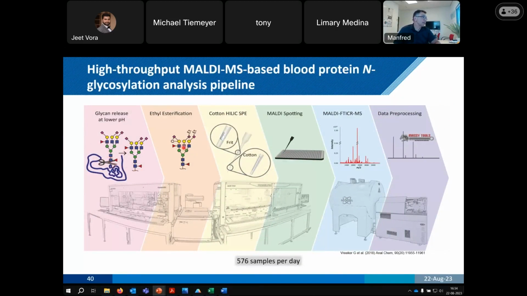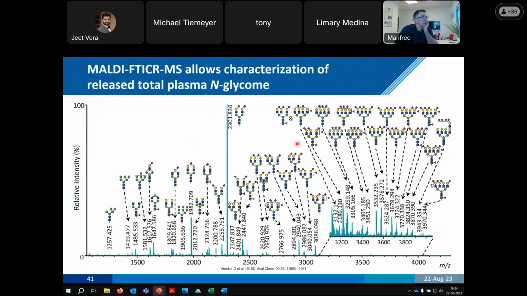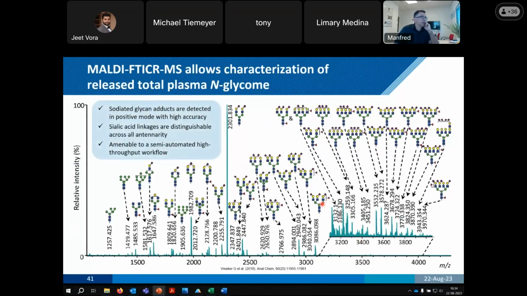We derivatize sialic acids. So this is something we do now for 10 years already in our lab. So we induce a lactone for the 2,3-linked sialic acid, and we induce ethylation for the 2,6-linked sialic acids on these N-glycans. We do a HILIC cleanup, and we do a MALDI experiment to measure these plasma and serum glycomic signatures. And here is a typical spectrum we will acquire by MALDI mass spectrometry. We will measure sodiated glycans.